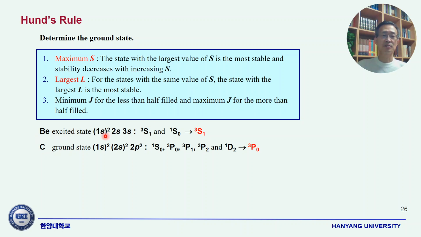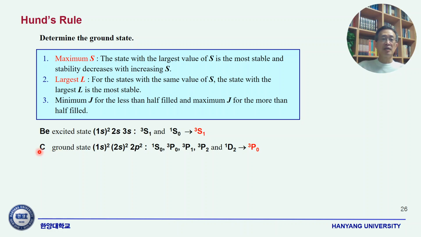Okay, let's do some examples. The beryllium excited state is this and has two terms. Well, you can figure out 3S1 and 1S0. So which one is the lowest energy state? Yeah, 3S1, because it has the larger S value.